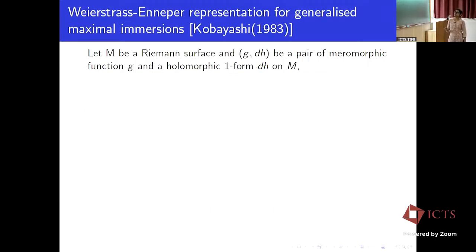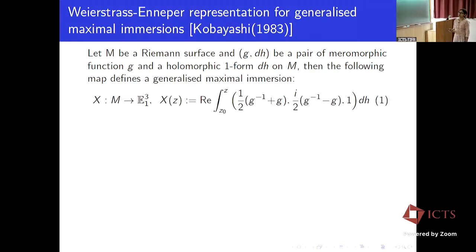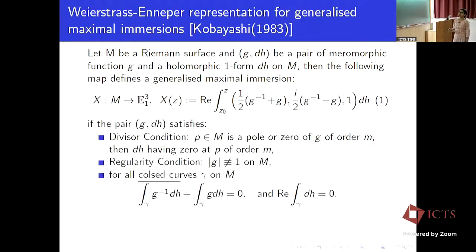Similar to minimal surfaces, we have the Weierstrass-Enneper representation for generalized maximal immersions. This is a method to construct a generalized maximal immersion. For this, we need to let M be a Riemann surface, and G and dh be a pair of a meromorphic function and a holomorphic one-form on M. If the map X from M to E1, the Lorentz-Minkowski space, is defined as the real integral of these three components, then this map gives a generalized maximal immersion if the pair G and dh satisfies the following three conditions. The first condition says that each component of this integral is holomorphic.